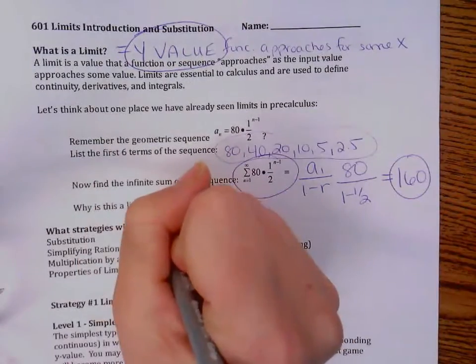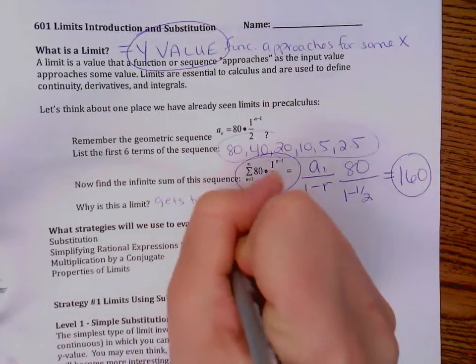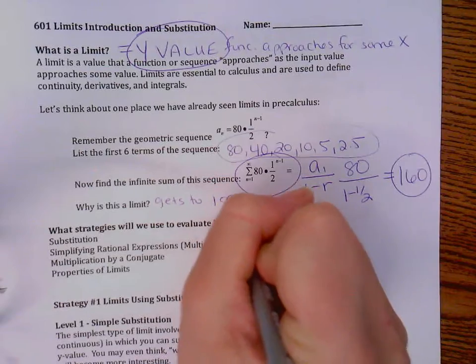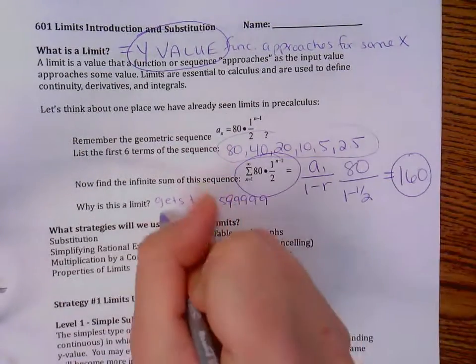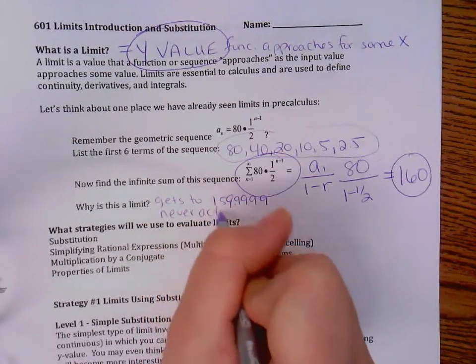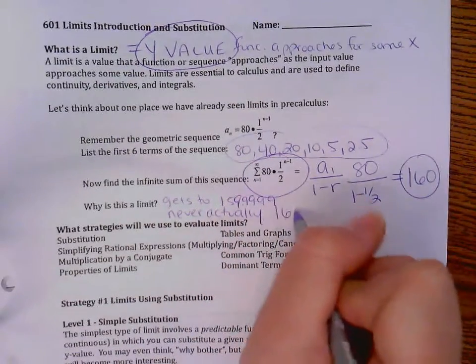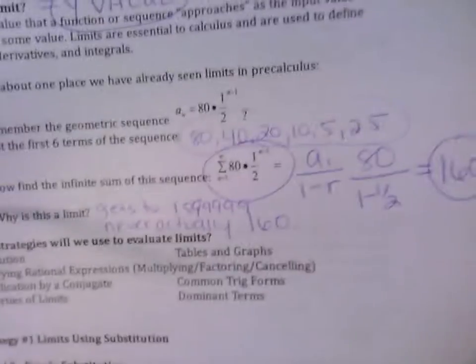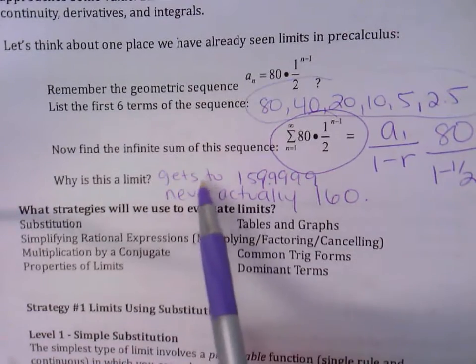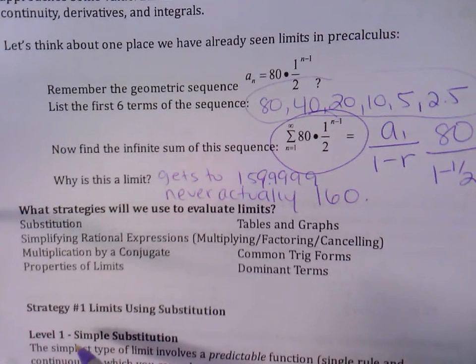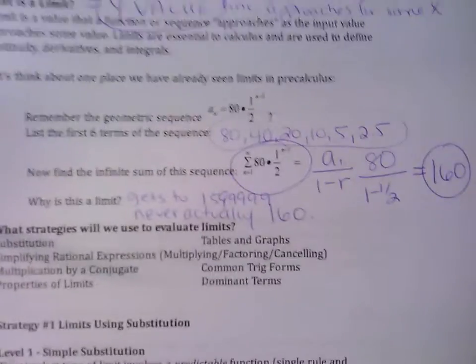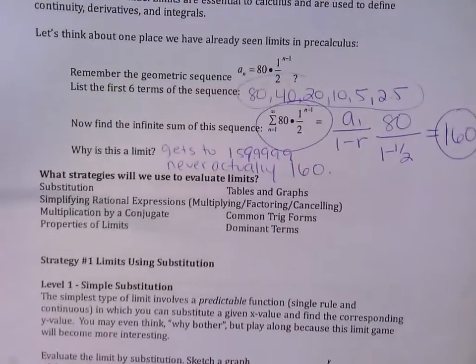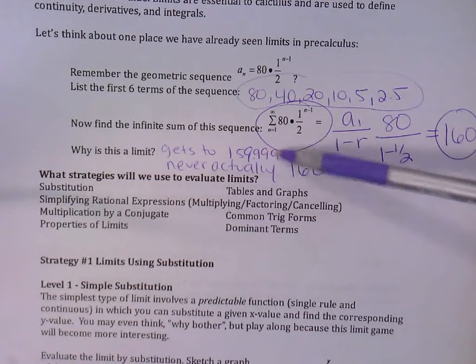So it gets to 159.9999, but never actually 160. So it's a limit because it's approaching, right? So a limit is what y value does it approach? It's approaching, but it never actually gets to 160. We just say that it converges to 160 because 159 with 0.999 repeating, we say is 160.